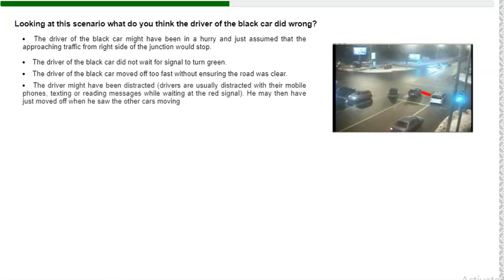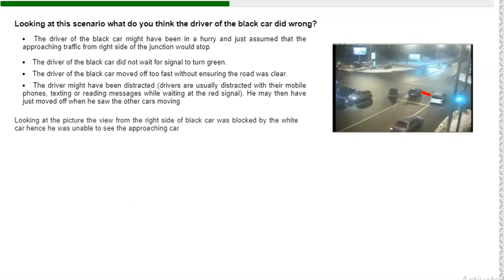Drivers are usually distracted with their mobile phones, texting or reading messages while waiting at the red signal. He may then have just moved off when he saw the other cars moving. Looking at the picture, the view from the right side of the black car was blocked by the white car, hence he was unable to see the approaching car.